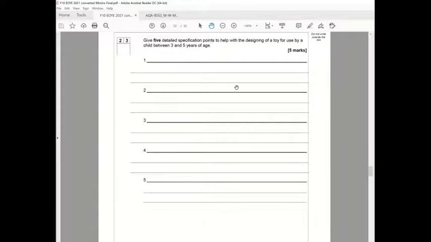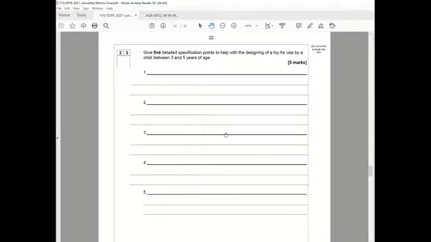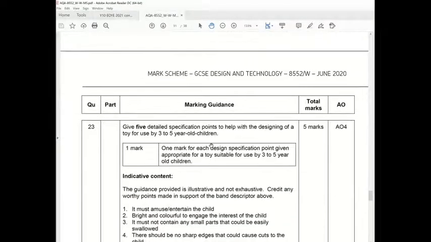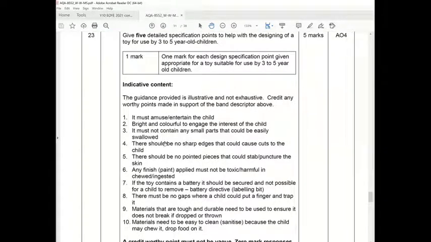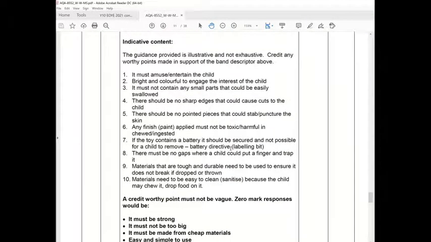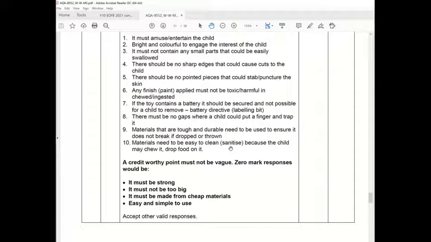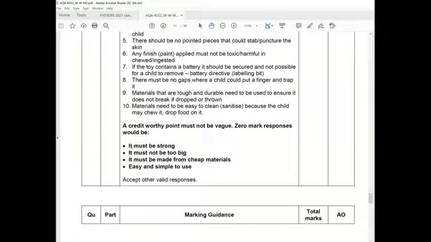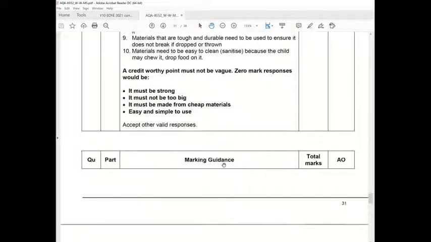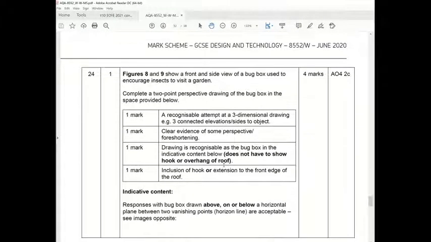It must be colourful so that it is attractive to the clientele, to the children between 3 and 5 who would like to use it. Justify it in terms of the user. You can see indicative content. This doesn't justify it as much as I would like, but that's what I've gone for for 4 marks. But as I say, I've awarded marks quite liberally. If you're just making statements, must be strong, must not be too big, must be made from cheap materials, you get 0.